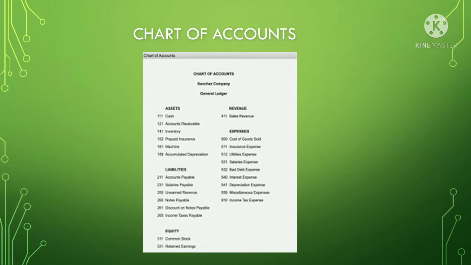The normal balance of liabilities is on the credit side. So it decreases if you debit, and it increases if you credit. Then owner's equity or capital, it increases, right? Its normal balance is on the credit side. So if you record on the credit side, its amount increases, while if you debit, its amount decreases. The same with revenue, its normal balance is on the credit side. So if you make an entry on the credit side, its amount increases, while if you debit, its amount decreases.